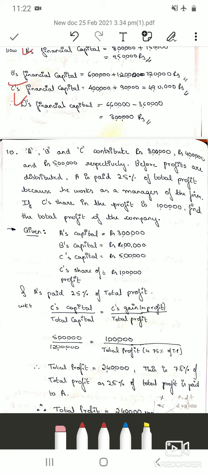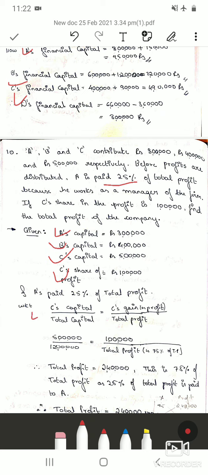lakhs respectively. Before profits are distributed, A is paid 25% of the total profit because he works as a manager of the firm. If C's share in the profit is rupees 1 lakh, find the total profit of the company. So they have given A's capital, B's capital, C's capital and C's share of profit, and additionally they have given A is paid 25% of the total profit. So we have to find out the total profit.